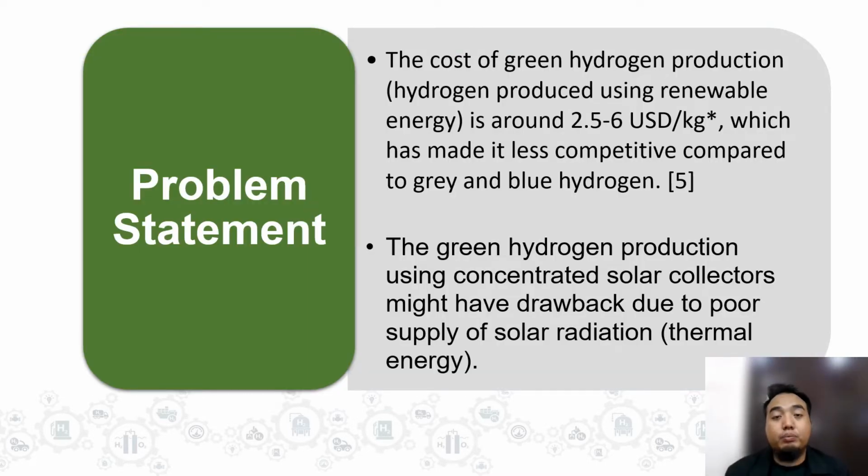Green hydrogen production by using renewable energy costs around 2.5 to 6 USD per kilogram, which has made it less competitive compared to gray and blue hydrogen. The green hydrogen production using concentrated solar collectors may have a drawback due to poor supply of solar radiation, which is thermal energy.